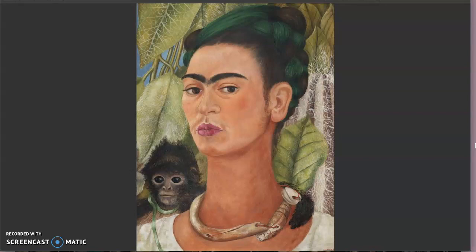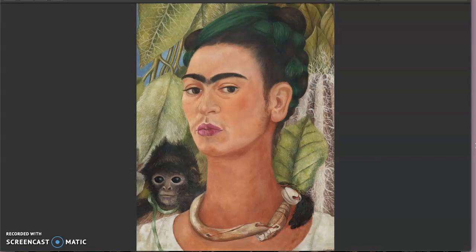So this was originally created because it was commissioned by A. Conger Goodyear, who was the president of the Museum of Modern Art in New York City at the time. And so this painting is currently at the Albright-Knox Art Gallery in Buffalo, New York, and it is an oil on Masonite painting. I'm not sure if I said that right.